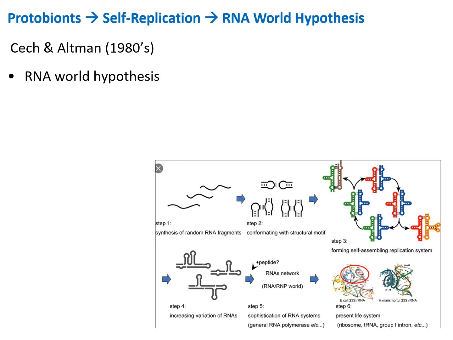So now, in order for these protobionts to replicate, one of the things we need to take a look at is, if we have genetic information there, how can we copy that? How can we replicate that? So here's where Cech and Altman come into play. These two individuals independently were talking about the RNA world. They were actually looking at ribozymes. So early on, it was an RNA world. RNA is contained in these vesicles, and they ultimately form these protocells.